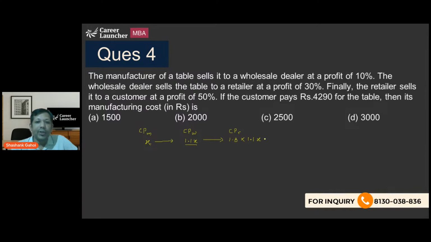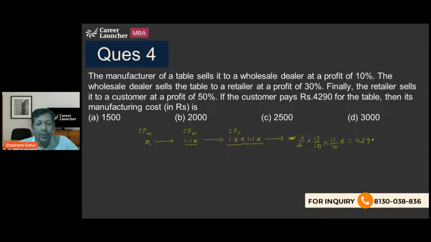Okay. Then what is happening? Then retailer sells it to customer. So final selling price is what? He's getting 50% profit on this amount. So 50% means 1.5 times. So don't write it's 1.5, write 3 by 2 into 13 by 10 into 11 by 10 into X. Here I am writing values in decimal, but here I am converting into fractions. And this final value is 4290.